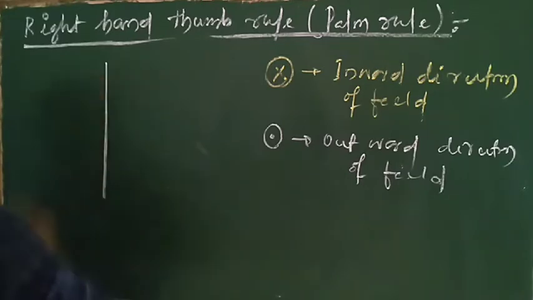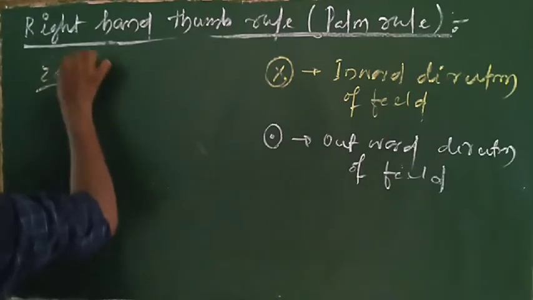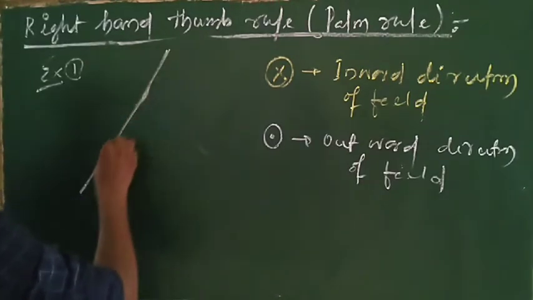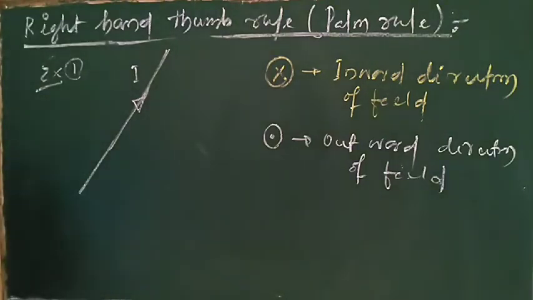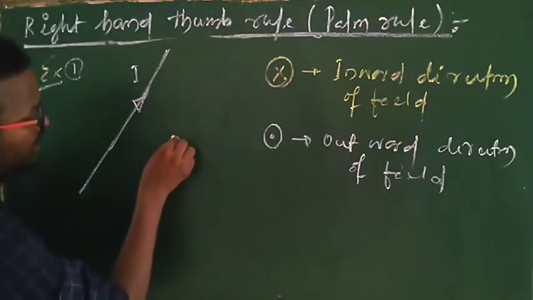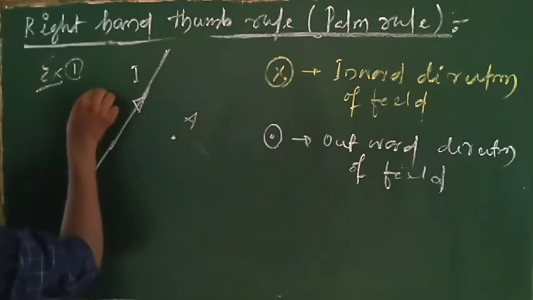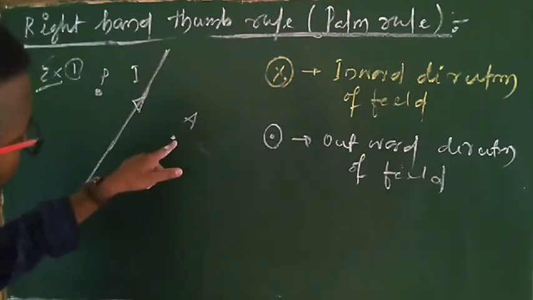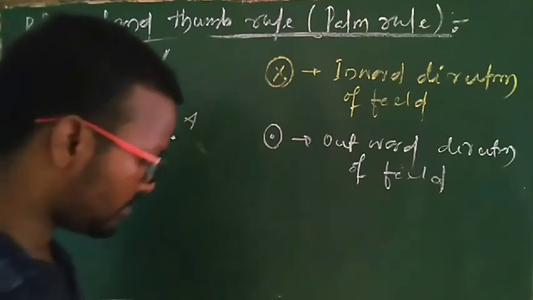Suppose there is a current carrying wire. Example 1: there is a current carrying wire. This is the direction of flow of current I. Now you have to find the direction of magnetic field at point A and the direction of magnetic field at point P. So you have to use the right hand thumb rule.